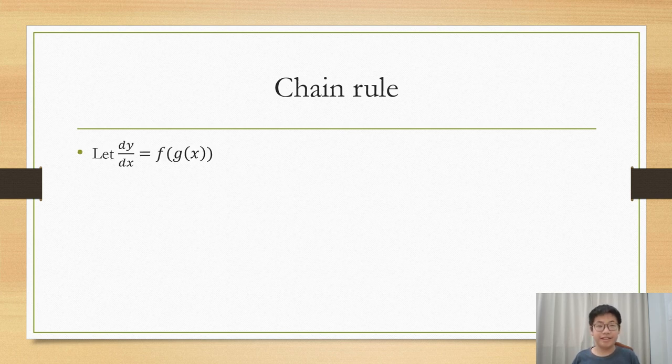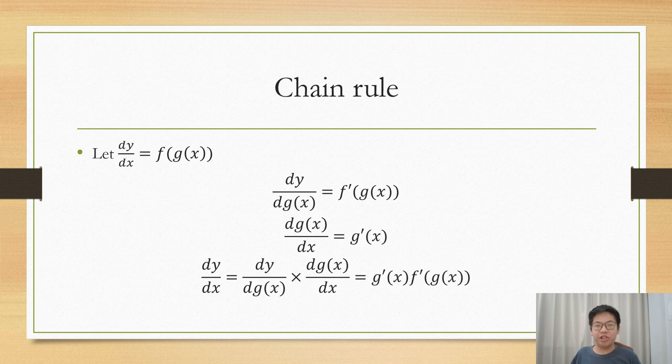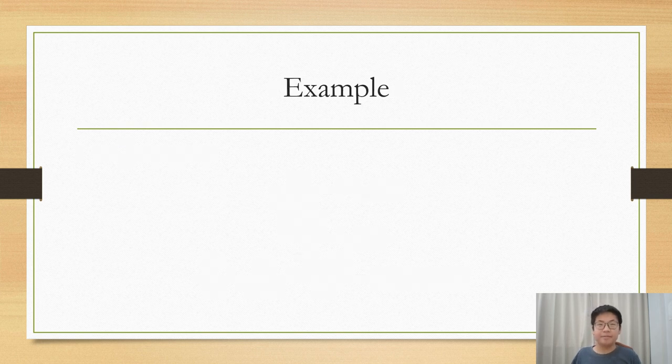Let dy over dx be this. Now we'll do a genius move right here. We are going to use g of x. dy over dg(x) is f prime of g(x). So dg(x) over dx is g prime x. So basically dy over dx equals dy over dg(x) times dg(x) over dx. And then we get g prime x times f prime of g(x). Example.